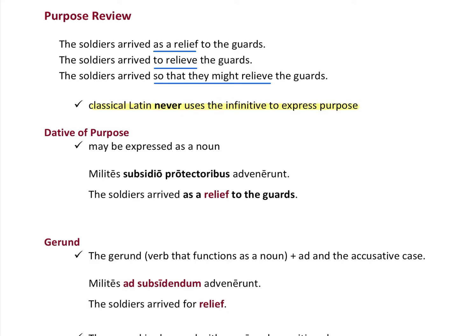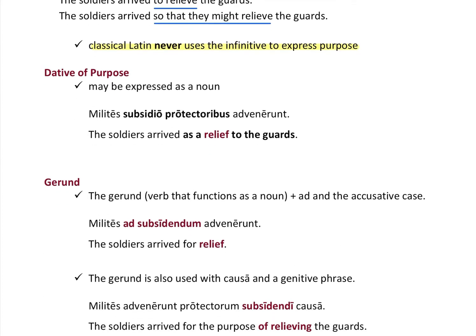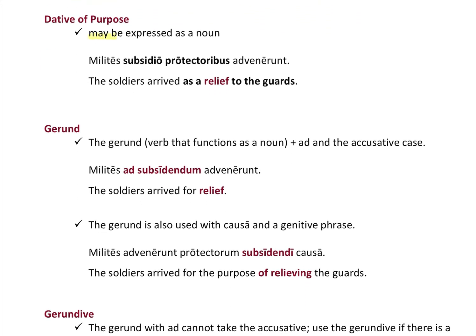The first way we do it is through what we call a dative of purpose. And this dative of purpose means that the purpose may be expressed as a noun. Now, if I said the soldiers arrived as a relief to the guards, in this sentence we have a dative of purpose. What was the purpose? They arrived as a relief, so this is our dative of purpose. And then we have another dative. If you remember, this is a dative of reference. So remember, it's called the double dative, to the guards. So, double dative: Milites subsidio protectoribus advenerunt. The soldiers arrived as a relief to the guards.